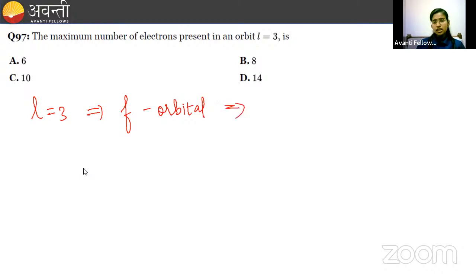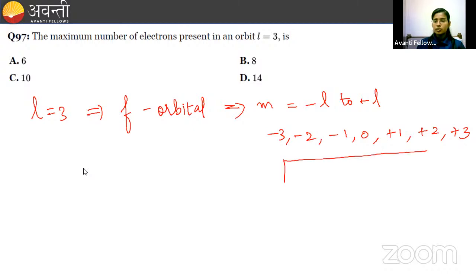For F orbital, the values of m can be from minus L to plus L, means from minus 3 to plus 3. So minus 3, minus 2, minus 1, 0, plus 1, plus 2 and plus 3. So totally we have 7 orbitals. So 1, 2, 3, 4, 5, 6 and 7. So we have 7 orbitals for this L is equal to 3.